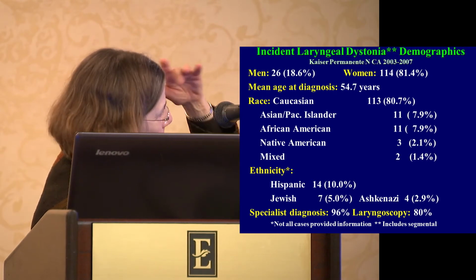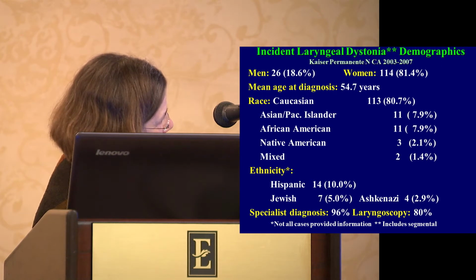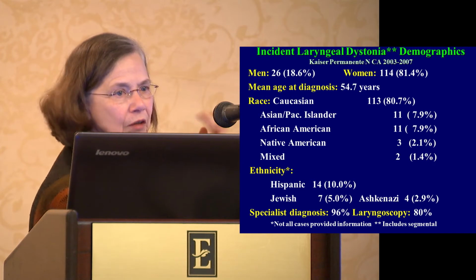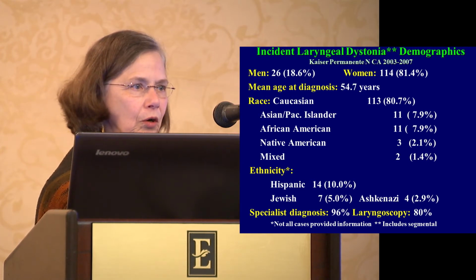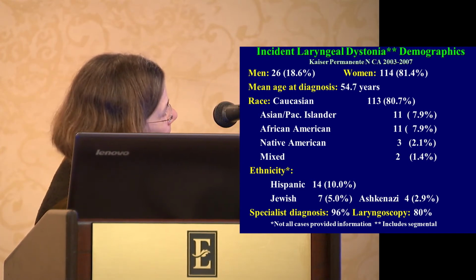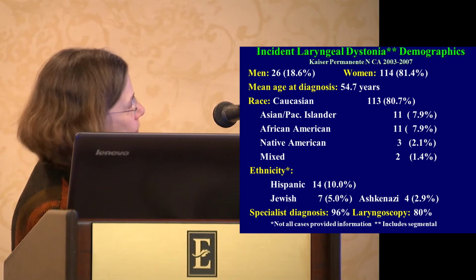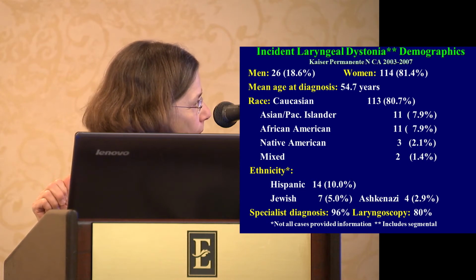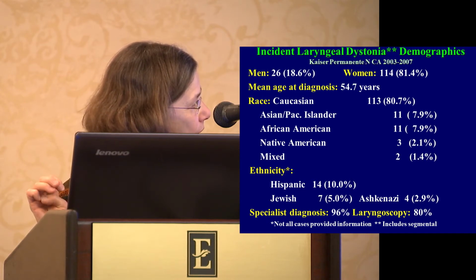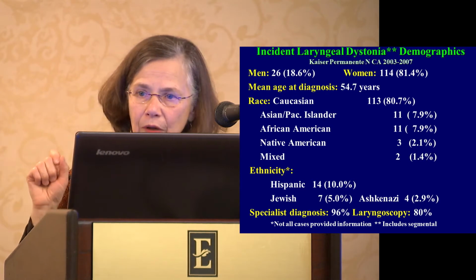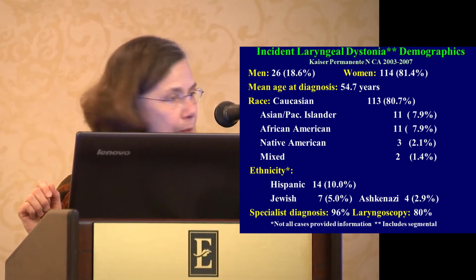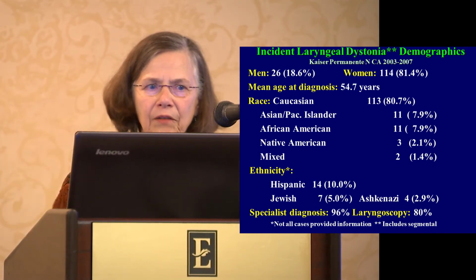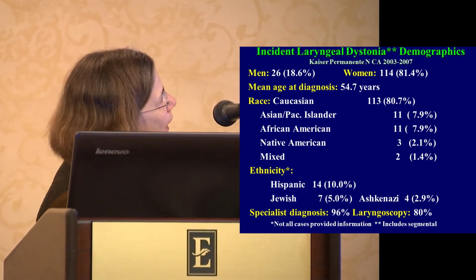And we asked people to self-identify, all these are self-identified, as Hispanic or whether or not people were Ashkenazi Jewish, because some forms of dystonia are more commonly inherited in that population. Only a small number of people actually responded to those questions, but we did get that information as well. For the SD population, 96% of them had been seen by a specialist and 80% of them had a laryngoscopic diagnosis. So a fairly high level of diagnostic certainty here.